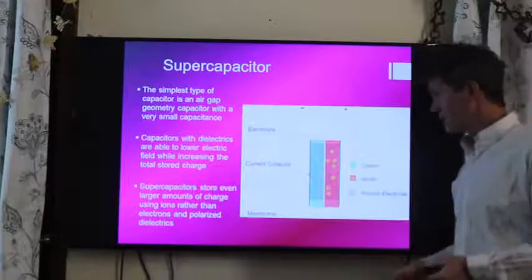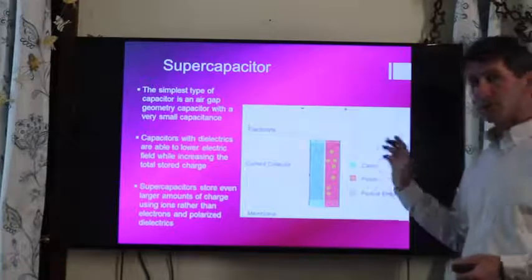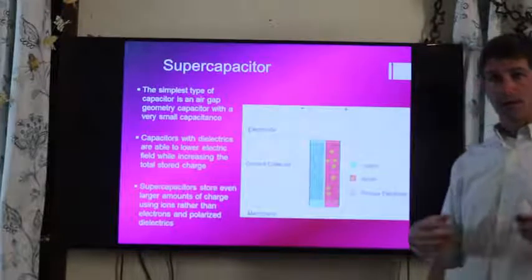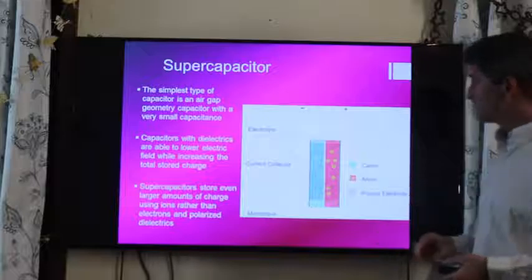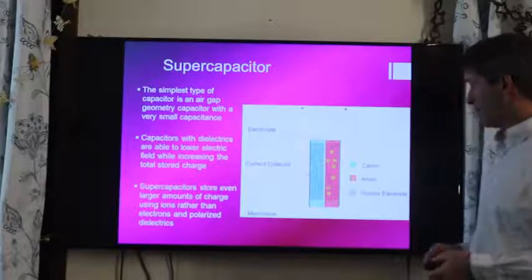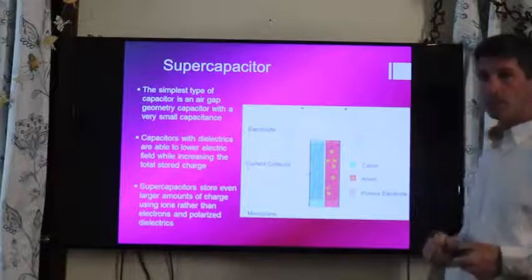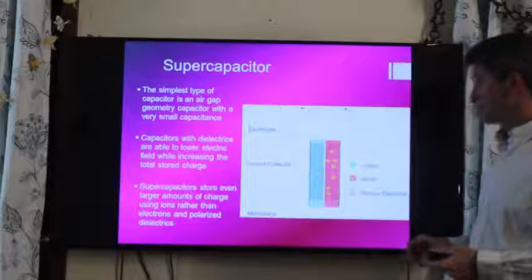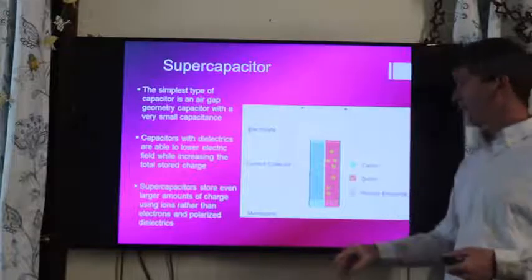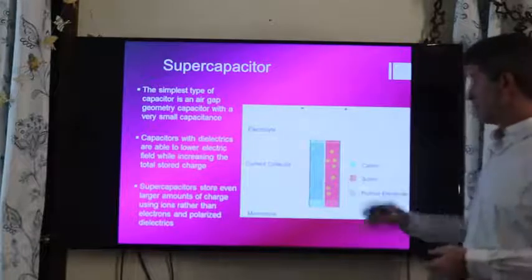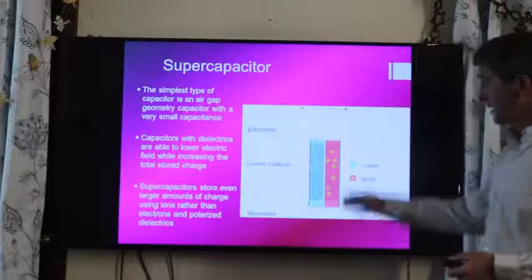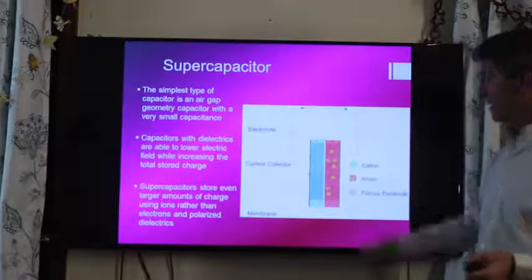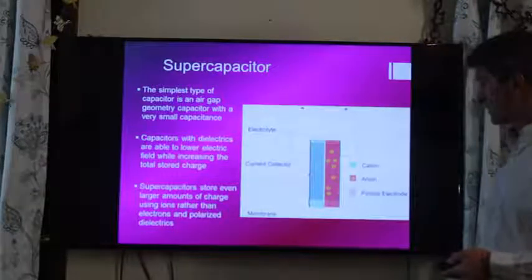Now, a supercapacitor can generate a much larger storage of charge because instead of using necessarily just the movement of electrons, we use the movement of ions. We can imagine that placing a supercapacitor under a potential difference, the positive ions are going to move toward the negative end, the negative ions are going to move toward the positive end. And think about it as having the electrolyte, just like a battery, and a semi-permeable membrane in between the two.